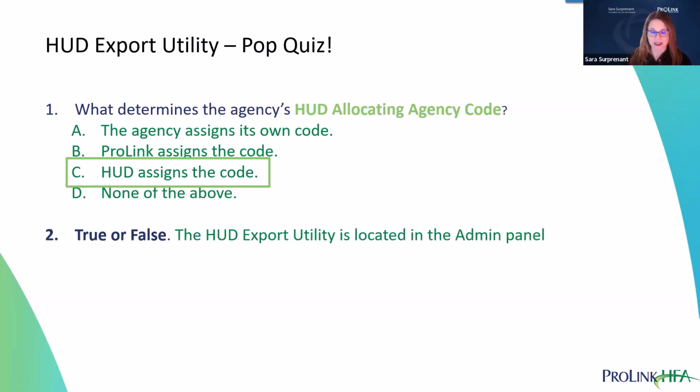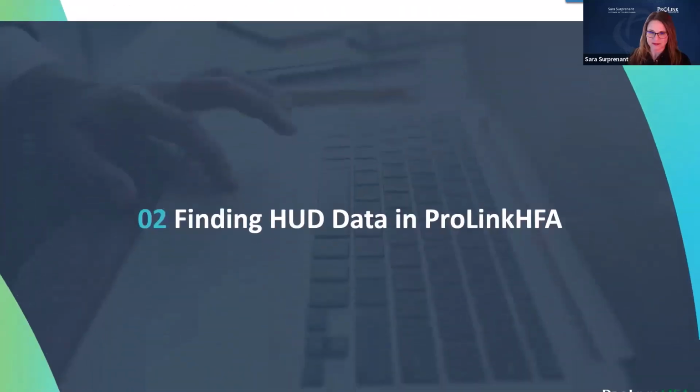So true or false, the HUD export utility is located in the admin panel in ProLinkHFA. I apologize for not having Jeopardy music prepared for today's webinar. But we're not going to spend that much time on these because I know that all of you know it. That is correct. That is false. It's in the utilities panel. That was kind of a trick question. It was kind of mean. But anybody who's been in ProLink for any length of time understands that we have a utilities panel. It's a little different from the admin panel.